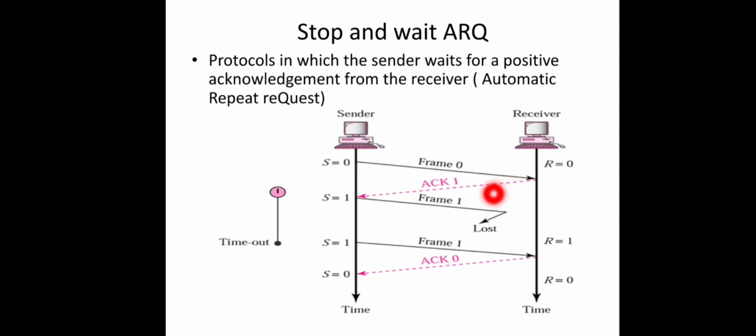And suppose there is a case that this acknowledgement ACK1 is lost. What happens? The sender will time out, then the sender will send frame 0 again, right? But the receiver can see that it has already received this frame 0. So this is a duplicate frame, and it will just be discarded. This is how duplicates are eliminated in the case of stop and wait ARQ.